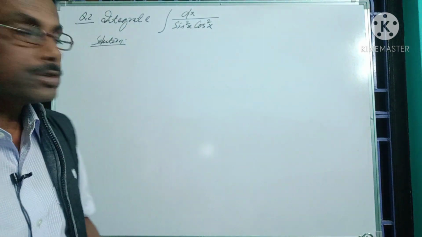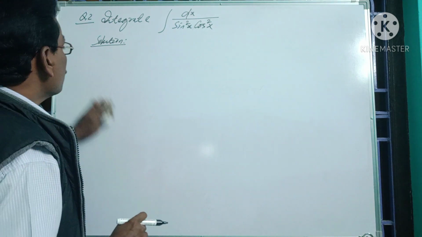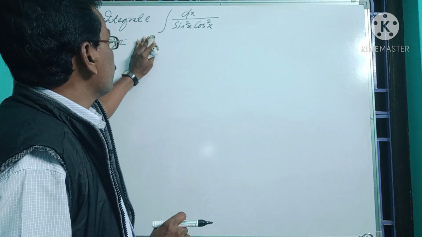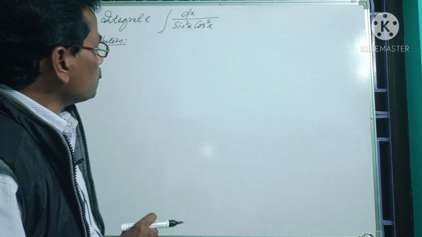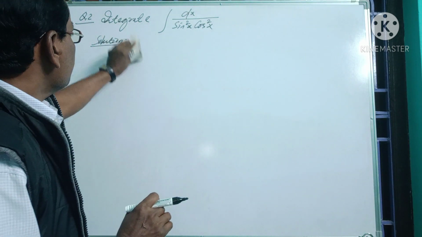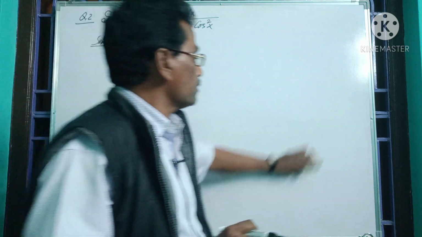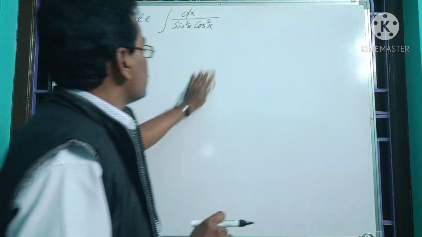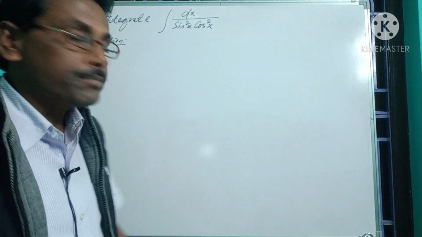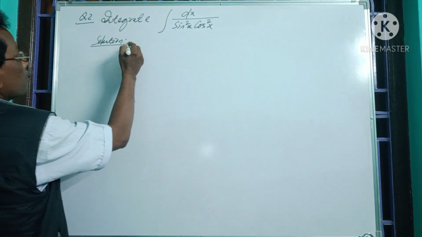Now let us try to solve the second problem, that is, we have to integrate dx by sin square x into cos square x. Here the integrand is not in standard form for integration. So before integration, let us carefully see that the integrand is in rational form.